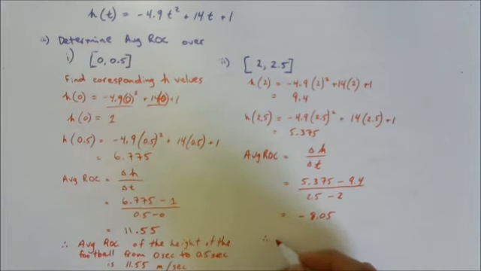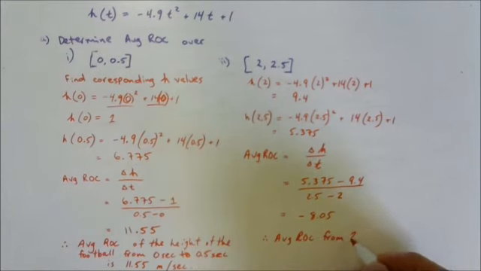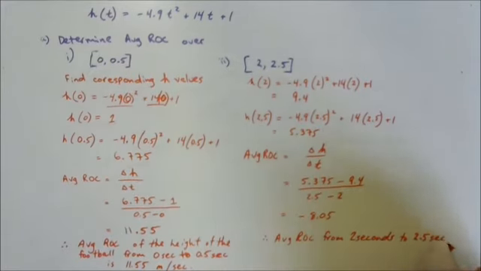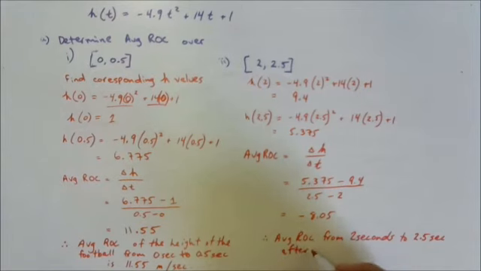Therefore, the average rate of change from 2 seconds to 2.5 seconds after the kick is decreasing, or we can just use negative, is negative 8.05 meters per second.